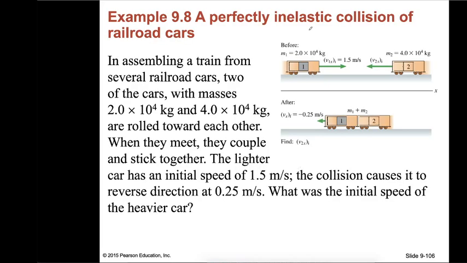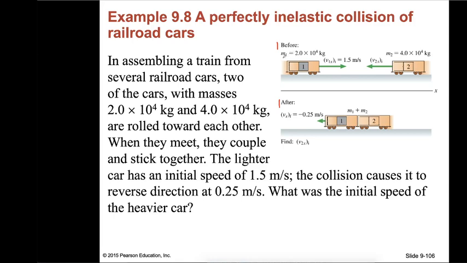Let's see one example together here. Two cars of trains, coming from two directions with different masses, are moving toward each other. When they meet, they couple and stick together. The lighter car has an initial speed of 1.5. The collision reverses the direction at 0.25. What's the initial speed of the heavier car? Now let's see the picture, before they hit and after they hit.